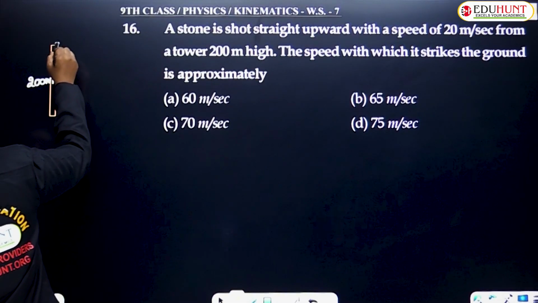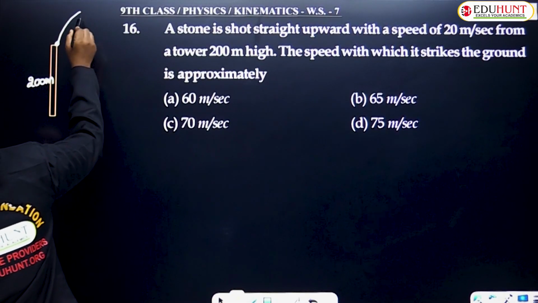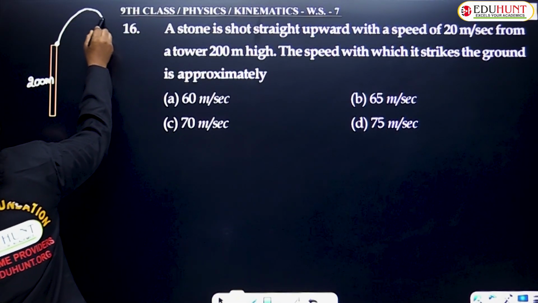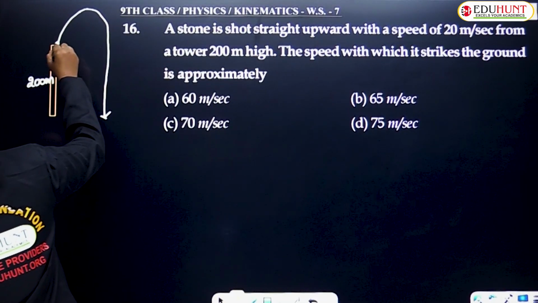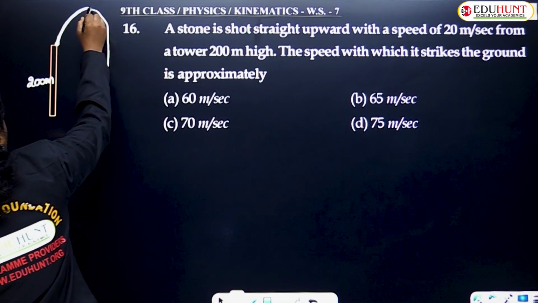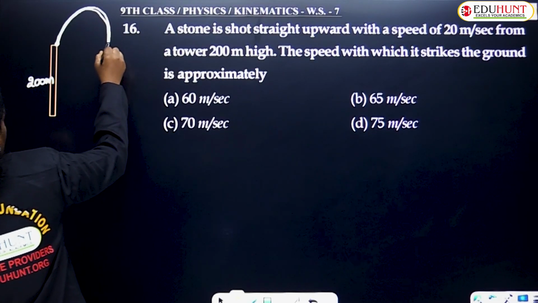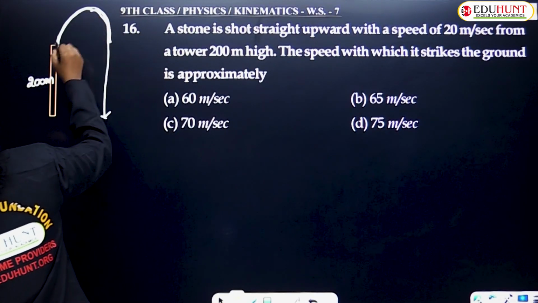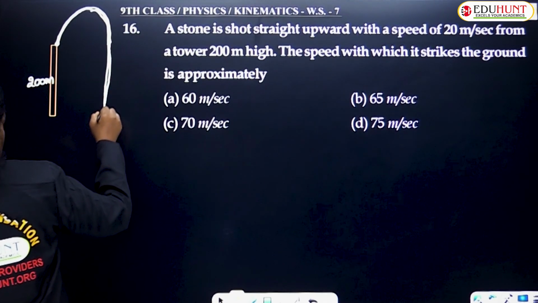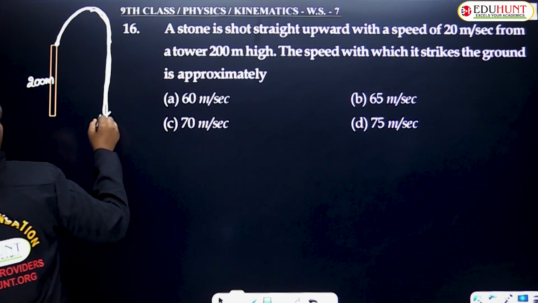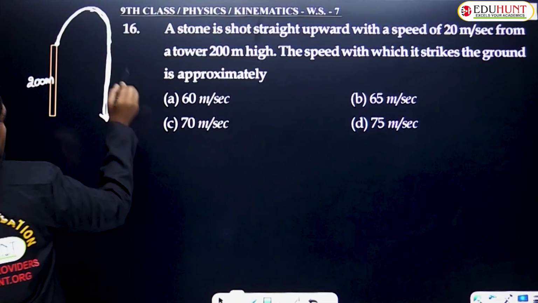And from the top of a tower, a stone was thrown upwards. It moves to the maximum height and again comes back to the ground. So this will be your initial velocity. After reaching the highest point, its velocity will become 0. Again, if it reaches the same height, the same level, its velocity becomes 0, same as if thrown from the same height, and again this velocity you are asked to find.